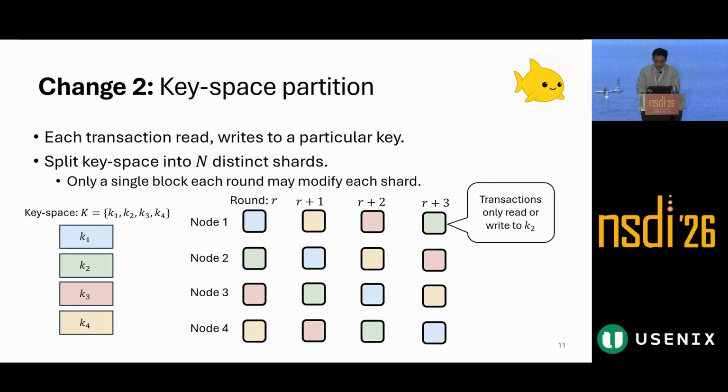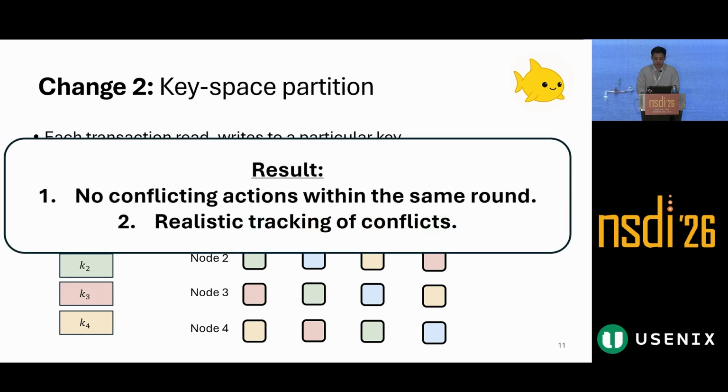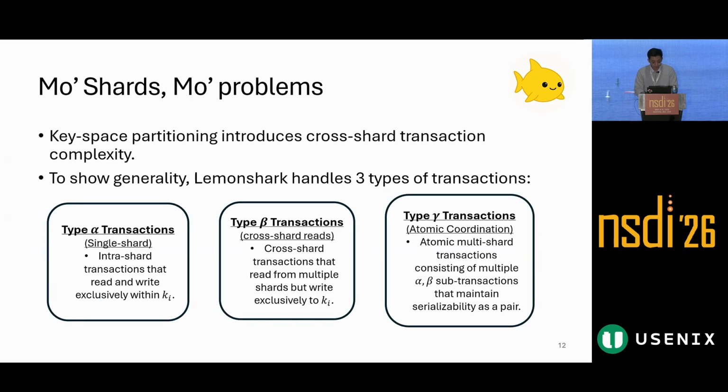So in this particular case, node 1 exclusively writes to shard K2 in round R+3, and node 4 writes to it in round R+2. This change guarantees no conflicting actions will occur within the same round. It also makes tracking inter-round conflicts achievable, even under asynchrony and Byzantine faults. Moving forward with our presentation, we'll use colors to denote a block's allocated shard.